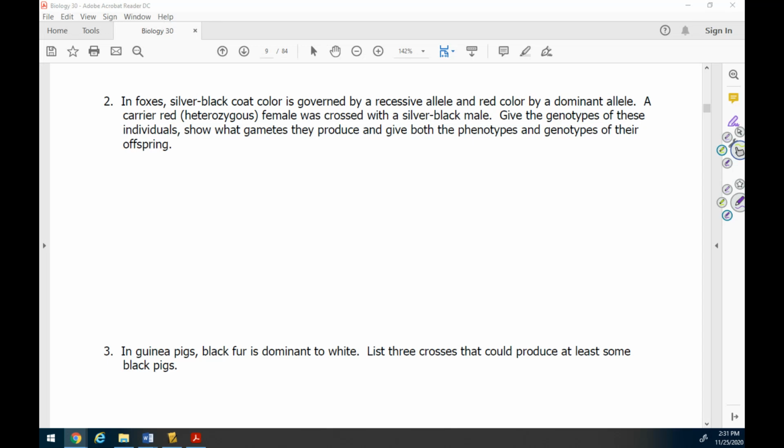Let's go over number 2. In foxes, silver-black coat color is governed by a recessive allele, and red is dominant. So I'm going to start there. Red is dominant, so I'm going to use capital R as my dominant allele to represent the color red, and lowercase r to represent the recessive trait, which is silver-black.